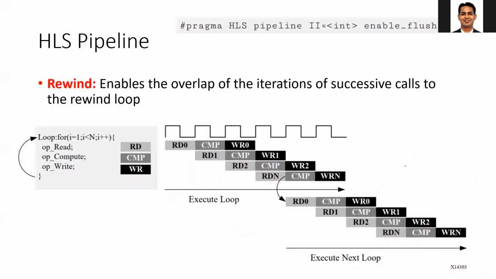Now, if you want to avoid this bubble, then you can make use of this rewind option. The rewind option enables the overlap of iterations of successive calls of the for loop. So now you can see that the first iteration of the next call of the for loop starts immediately after the last iteration of the previous call has initiated. So it can start in the next clock cycle. To get this functionality, you need to add this rewind option in your Pragma.